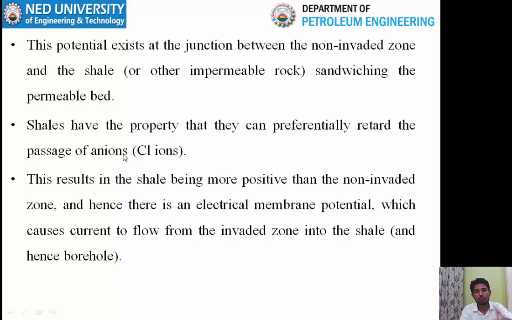Shale in the presence of water dissociates into positive sodium ions and the negative silicate layers, and that negative silicate layer does not allow chloride ions to pass through it. So shale acts as a selective barrier, and this results in the shale being more positive than the non-invading zone, and hence there is an electric membrane potential which causes current to flow from the invaded zone into the shale.